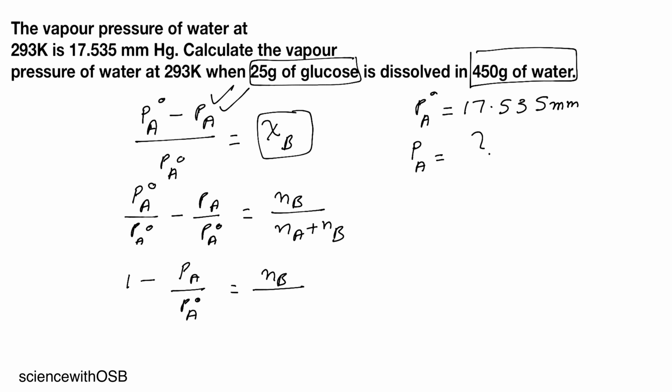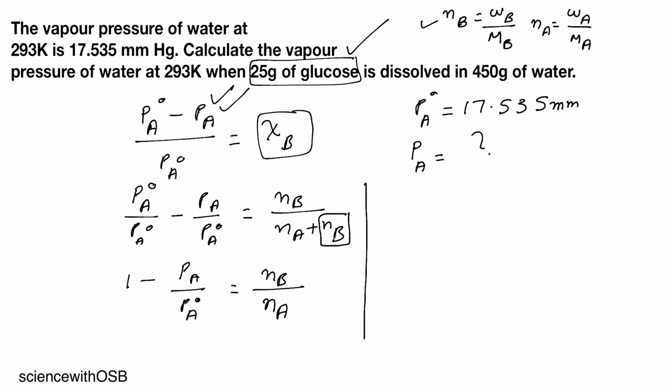On denominator we have NA plus NB, and we know the mass of the solvent will be always greater than mass of the solute. And for mathematical easiness, we are ignoring the number of moles of solute in the denominator. That is for mathematical easiness, okay? Now what is NB? NB means number of moles of solute, which is equal to mass of solute by molar mass of solute, right? WB by MB. Now what is NA? Number of moles of solvent. That is mass of solvent, WA by molar mass of solvent, that is MA.